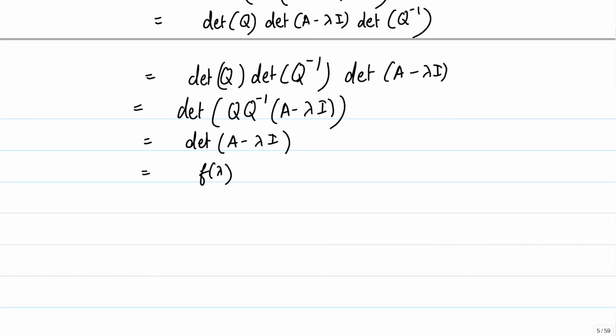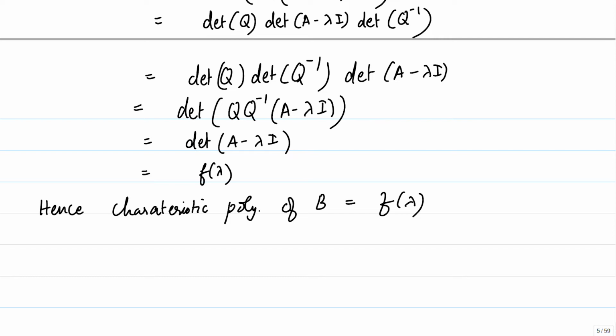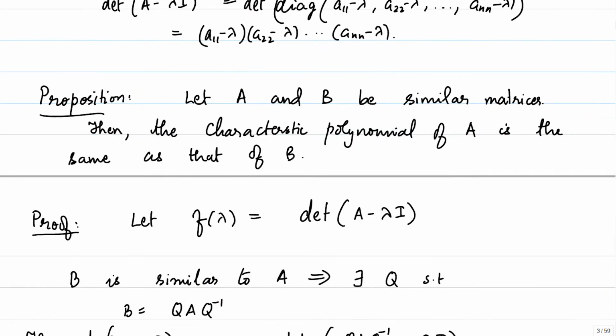So, hence the characteristic polynomial of B is equal to f of lambda, which is the characteristic polynomial of A, and we have proved the result. Okay, so let's go back to the statement once more and try to see the implications of this. What this tells us is that if two different matrices are similar, the characteristic polynomial is the same.